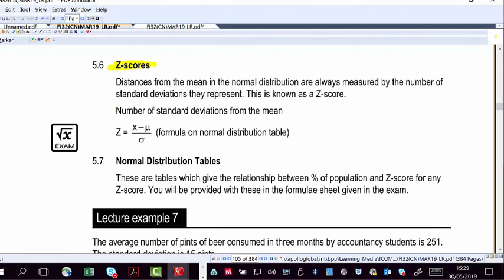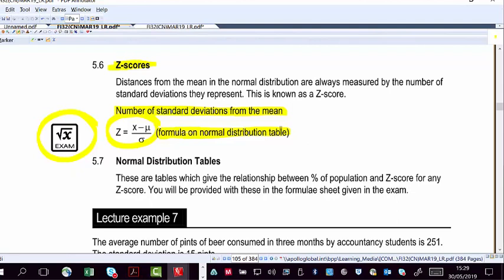A z-score is the number of standard deviations from the mean, and the formula for a Z-score you get in the exam. It's on the normal distribution table. It's in the top corner of the normal distribution table. And distances from the mean in the normal distribution are always measured by the number of standard deviations that they represent. And that's what we know as a Z-score.